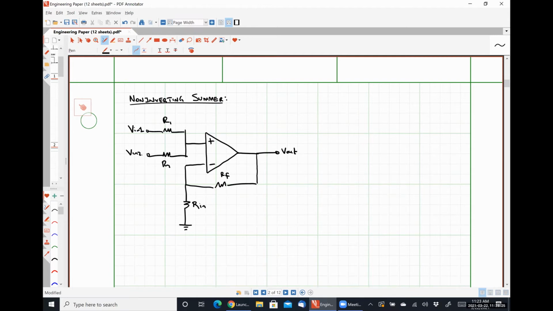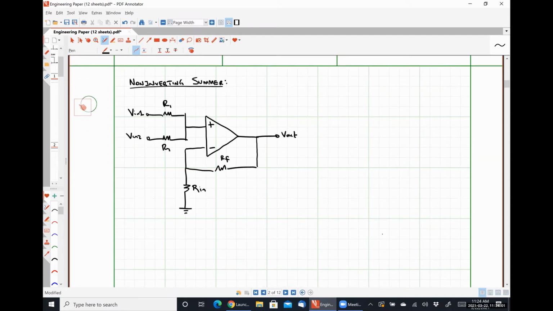All right. So the analysis of this guy can be a little difficult. In my opinion, the easiest way to analyze this guy would be to use the superposition principle, where we look at it with one input signal on at a time and then add the results together at the end. Okay. So if we did such a thing, let's look at it with just V1 on, or VN1 on.